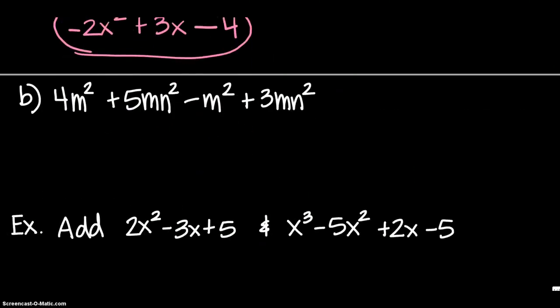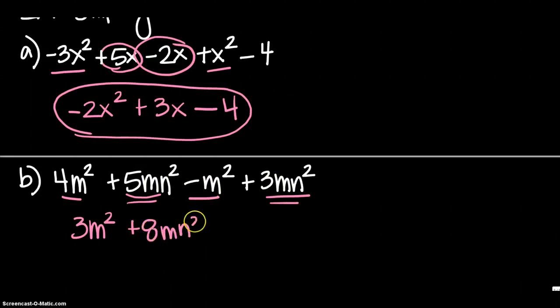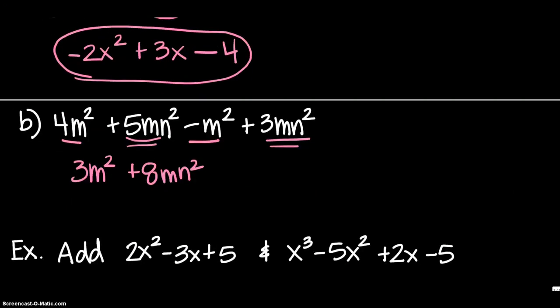So the next one, b. 4m squared plus 5mn squared, those are different, minus m squared plus 3mn squared. So I have an m squared and an m squared, which is going to give me 3m squared. And then I have my 5, which I'm going to double underline. These both have an m and an n squared, so I can add those two together, so plus 8mn squared. Nothing else I can do there.